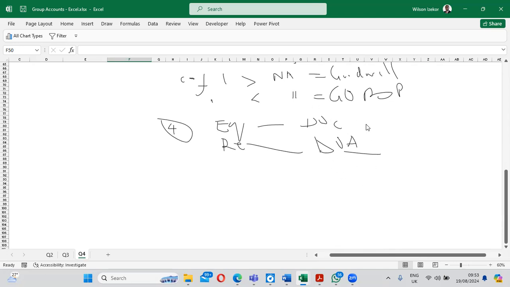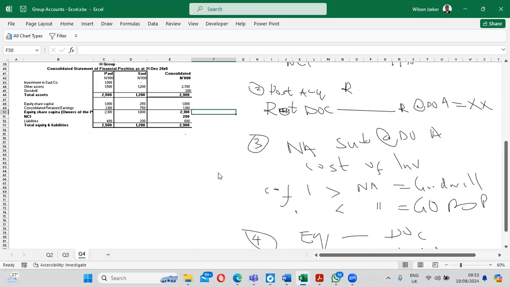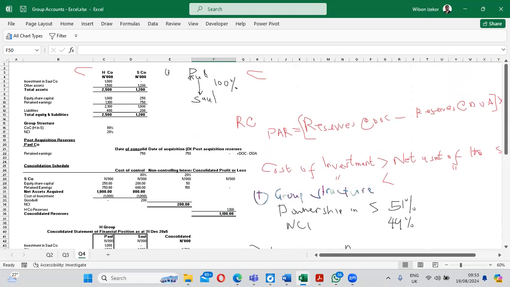And this NCI share of the subsidiary net asset is using the proportionate share of the subsidiary net asset method. And then we said that later on, we are going to look at the fair value method of valuing NCI. So that's where we are going to end this section of this question.